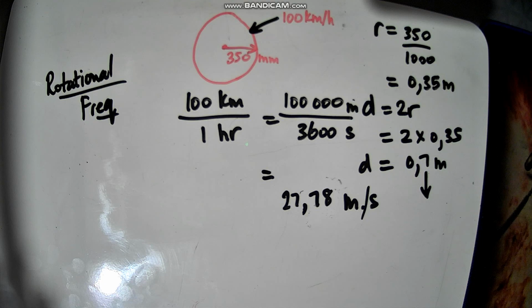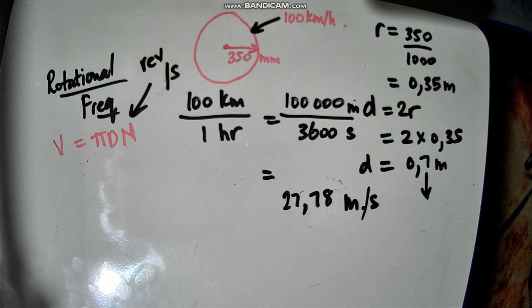We also have this term called rotational frequency. Now, what is rotational frequency? Rotational frequency is the n value. Remember, in the formula we have velocity is equal to pi dn. Notice that n must be in revs per second. And if it's in revs per second, it is then the rotational frequency, because frequency is per second.